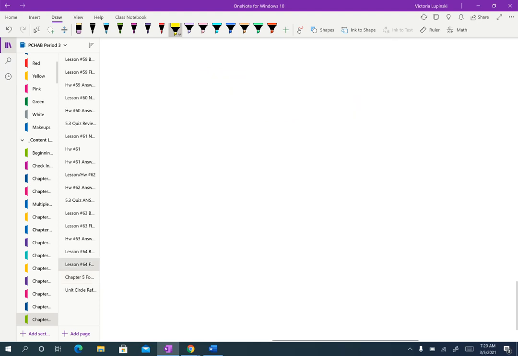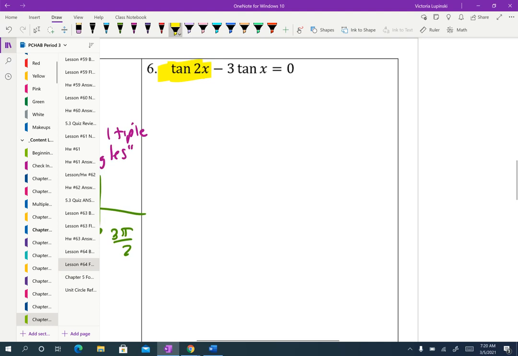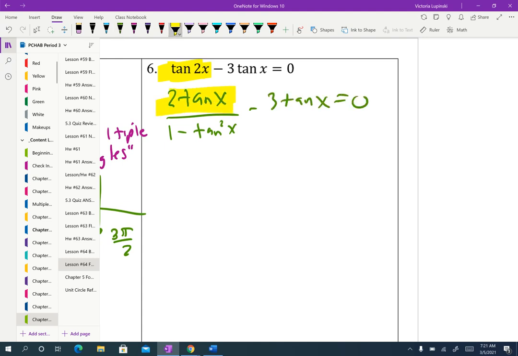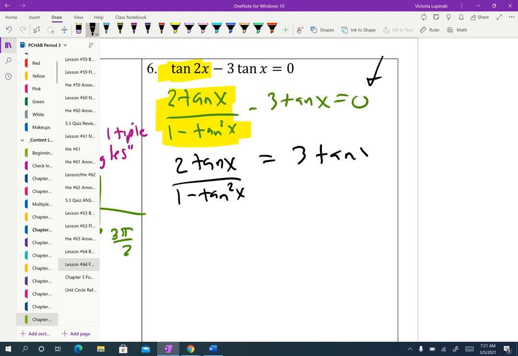So we're going to go back here and replace that tangent of 2x with the formula, which is 2 tan x over 1 minus tangent squared x, minus 3 tan x equals 0. Again, just to reiterate, when you go back, you can always tell where the formulas came from. Then you have a couple of different options. For me, I see that there are only 2 terms and that it's equal to 0, so I'm going to put them on opposite sides. So 2 tan x over 1 minus tan squared x is equal to 3 tan x.